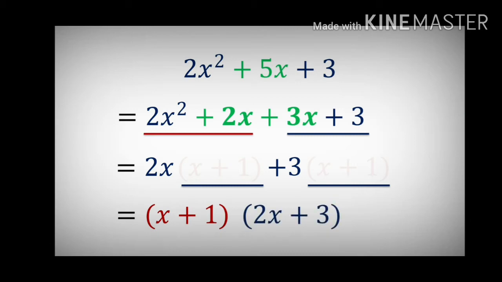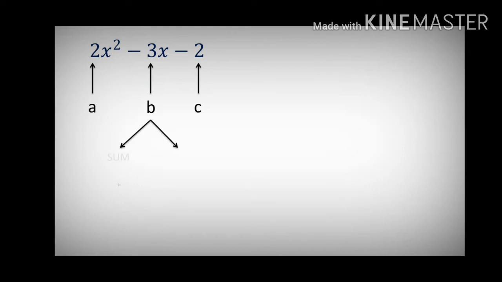Now the factorization of 2x squared plus 5x plus 3 is x plus 1 into 2x plus 3. These are the two factors of the quadratic polynomial. So let's continue with some more examples, like 2x squared minus 3x minus 2. So a, b and c will split the middle term. The sum should be b and the product should be ac. The sum here is minus 3 and the product is 2 into minus 2, that is minus 4.